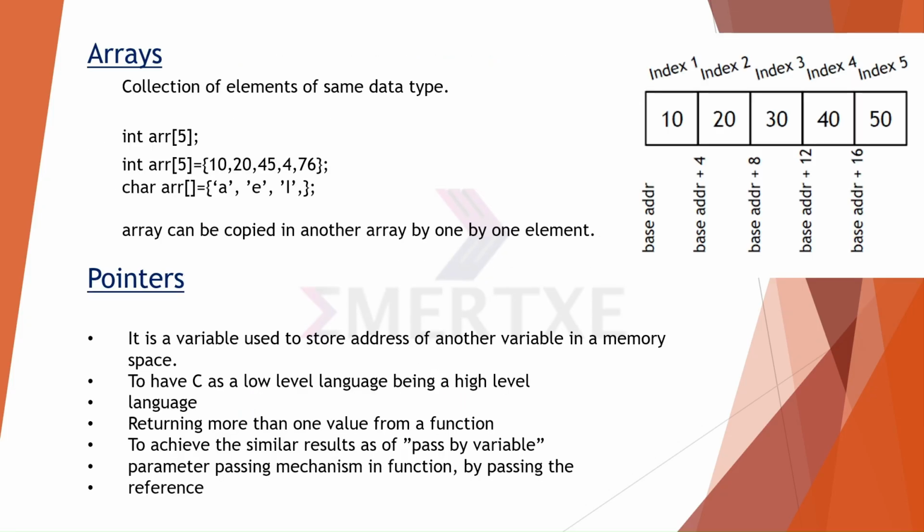Now we will discuss arrays. Arrays are a collection of elements of the same data type. We define an array in a certain way, like int, the array name, and we give the size of the array in square brackets. Like if this array has a size of 5, then in the other line we will write int array equals 10, 20, 45, 476.